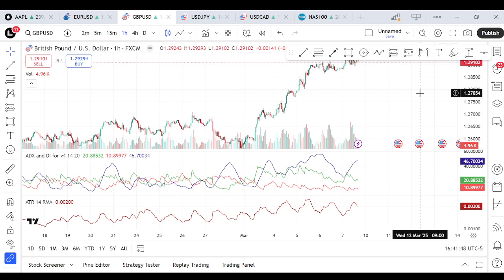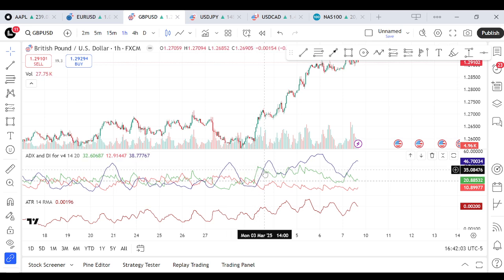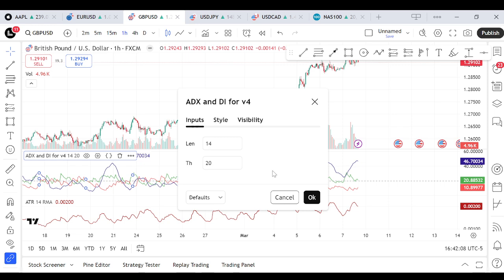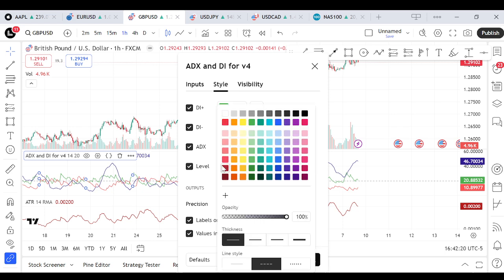The Average Directional Index (ADX) and Average True Range (ATR) are two essential indicators that provide unique insights into the market. The ADX is designed to measure the strength of a trend, not its direction. Now this is the ADX. It ranges from 0 to 100, with values above 25 indicating a strong trend and values below 20, as you can see, this is 20, suggesting a weak or range-bound market.